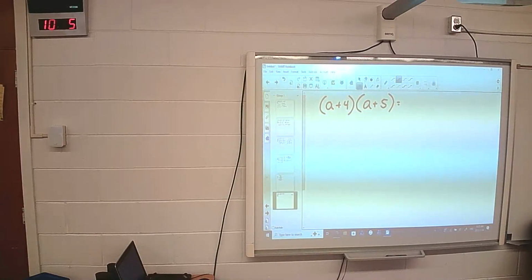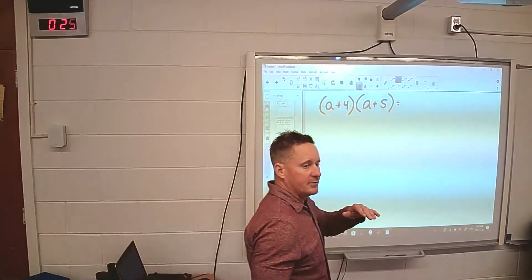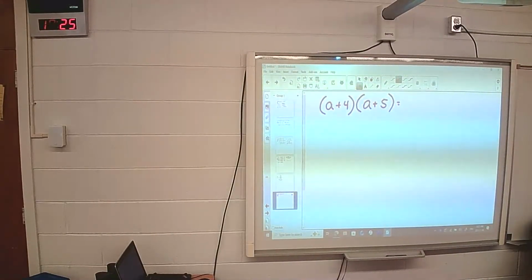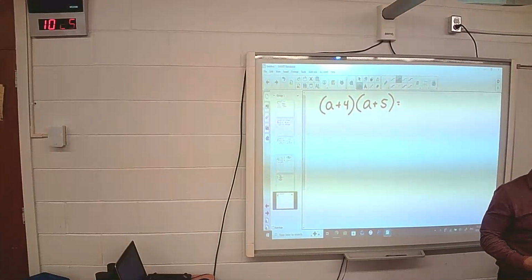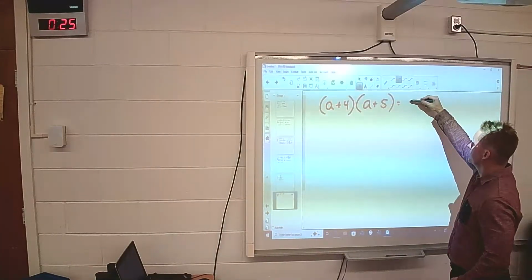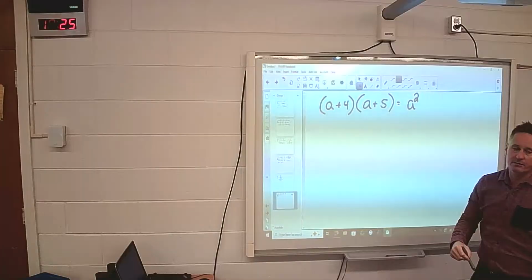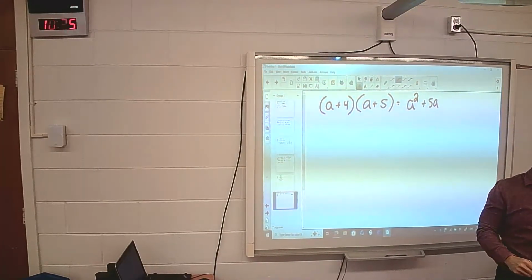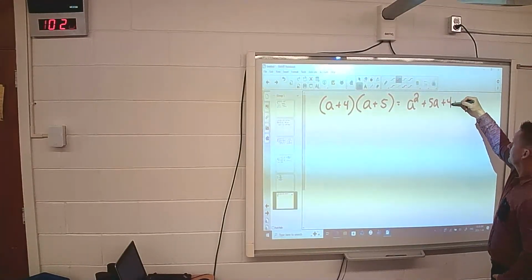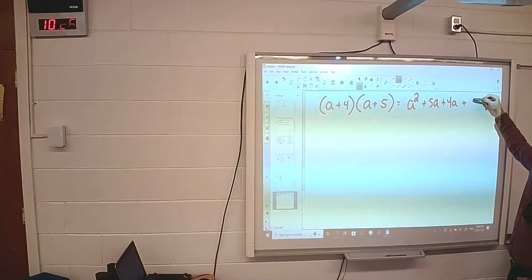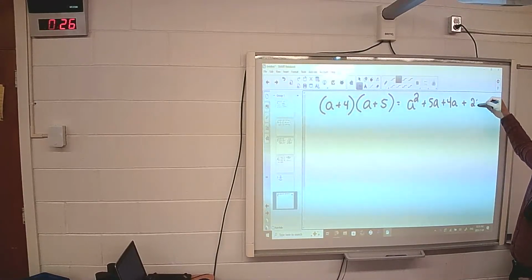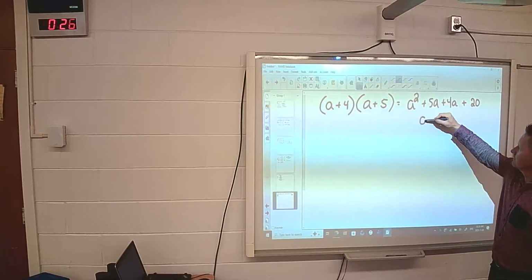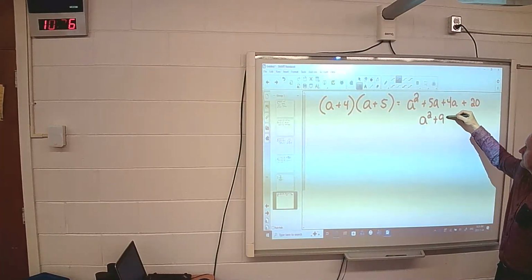Because I want to bust it off, but I want you to leave your pencil down while we do this. Okay, so the reason I want to use this method again is because it's quick. So the first thing I do is the first, which is A and A, which is A squared. Outside, inside, 4A. Last, 20. Simplified, A squared plus 9A plus 20.